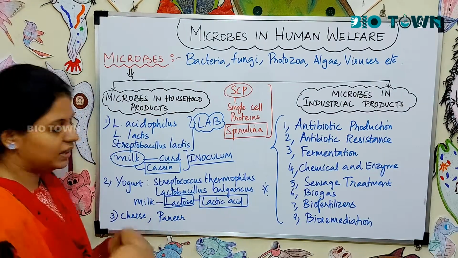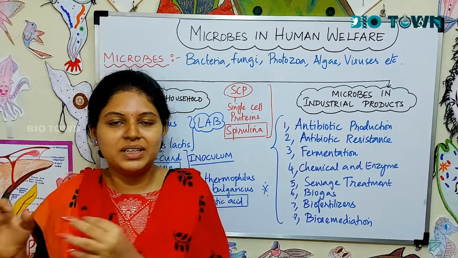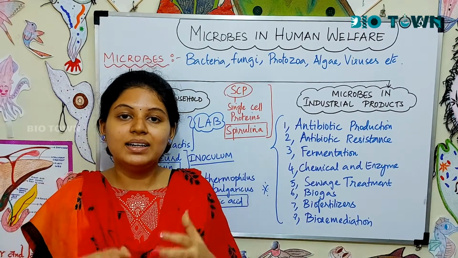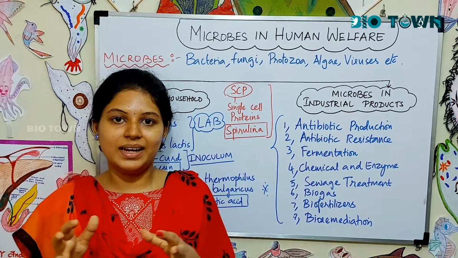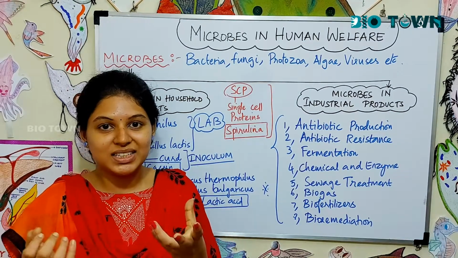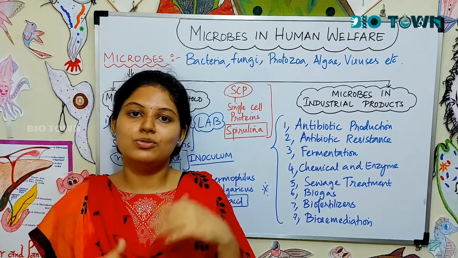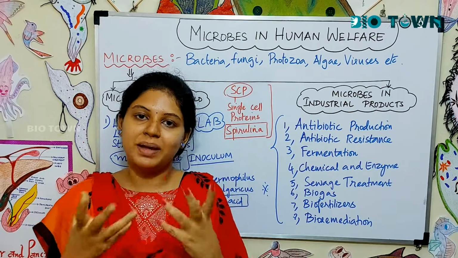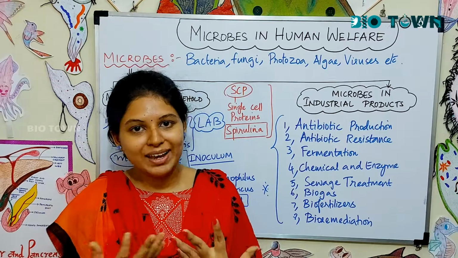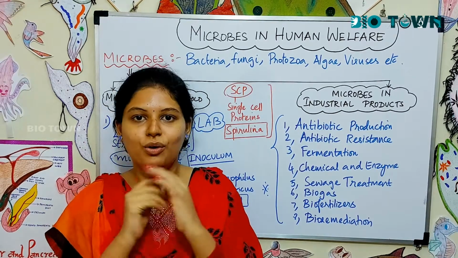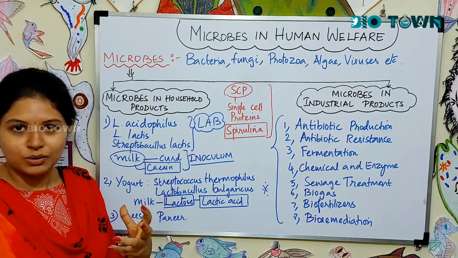And then cheese, paneer. If it is cheese, you have Propionibacterium shermanii and all these different types of bacteria, where a large number of carbon dioxide bubbles are also liberated as a byproduct. Why? It's because cheese has holes in it, right? So that's basically because of that. And also based on the flavor, we have American cheese, cottage cheese, the different types of cheese. So based on the flavor of the cheese, the bacteria also vary. So this is all about the uses of microbes in household products.